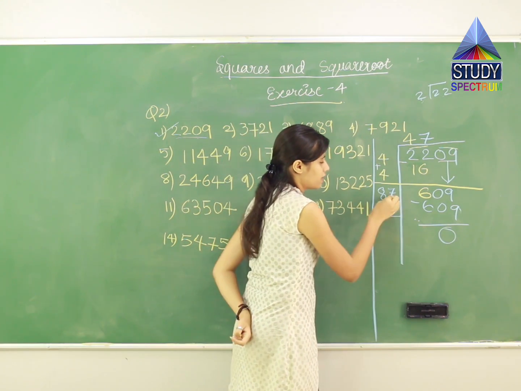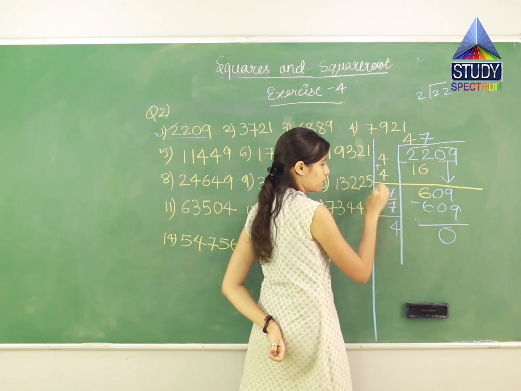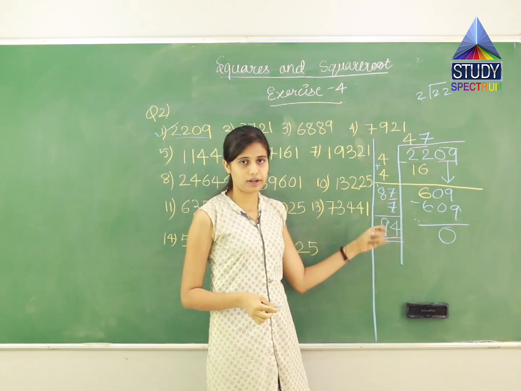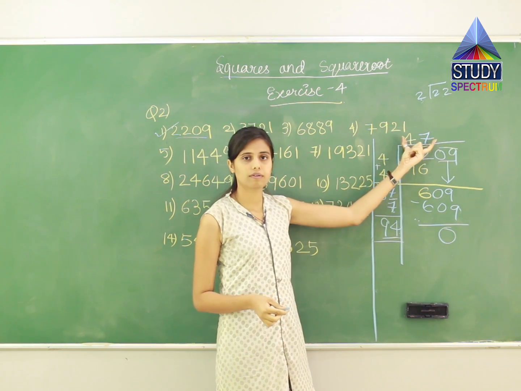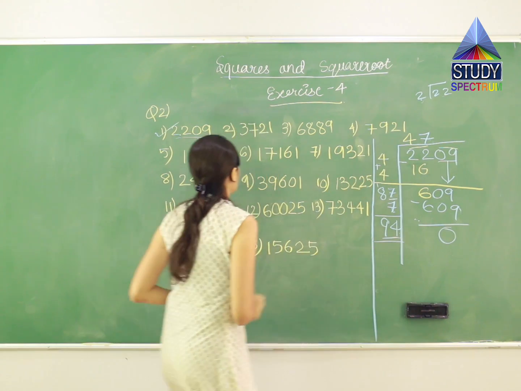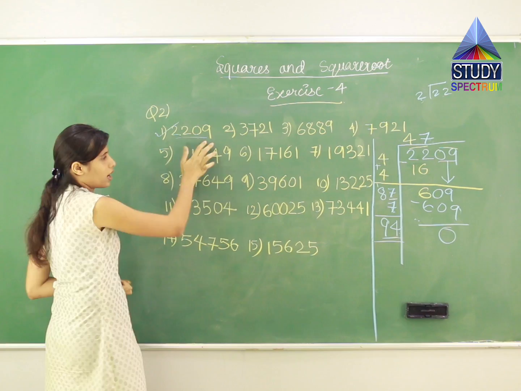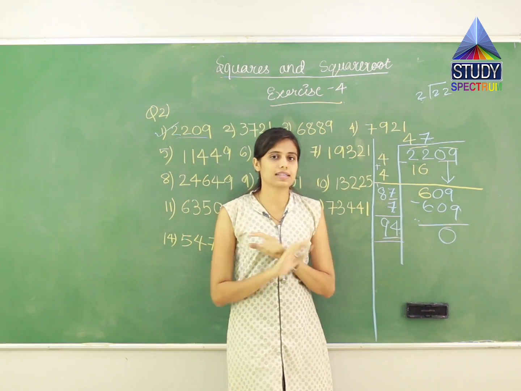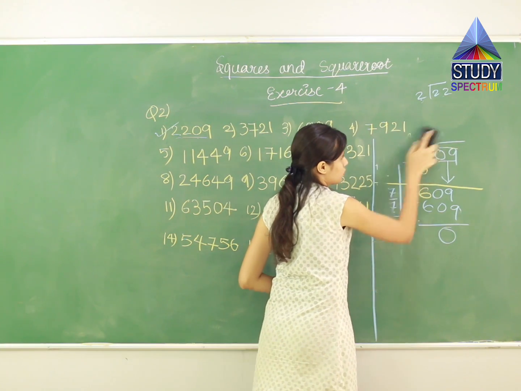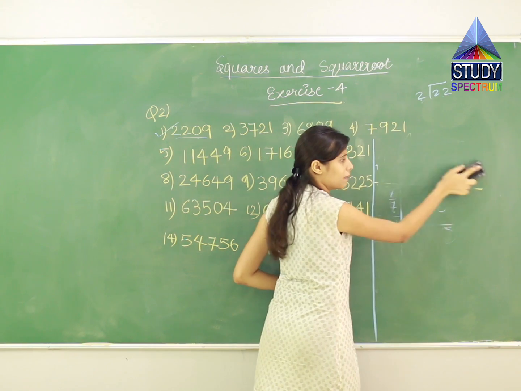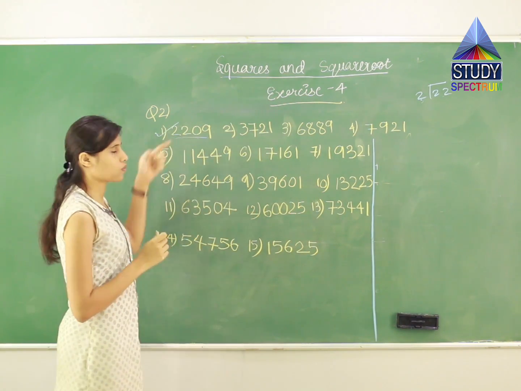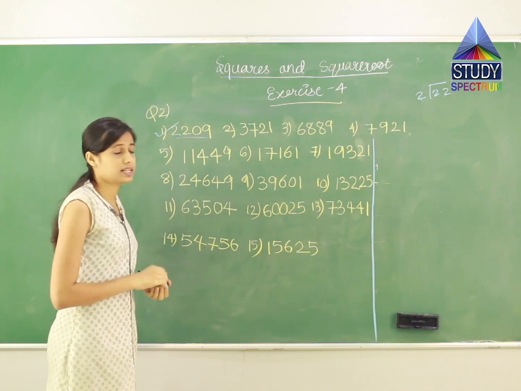And what over here? 7 plus 7 comes to 14. So 4 over here, 1 over here, which comes to 94. This does not matter, whether we write it or not. Ultimately our answer is what? 47. Remember, the answer comes from this. This number is our answer. So the square root of 2209 is what? 47. It is same as we were doing in the previous exercise. Nothing extra. Just simple multiplication and simple division you need to understand. So the answer of this question is 47.